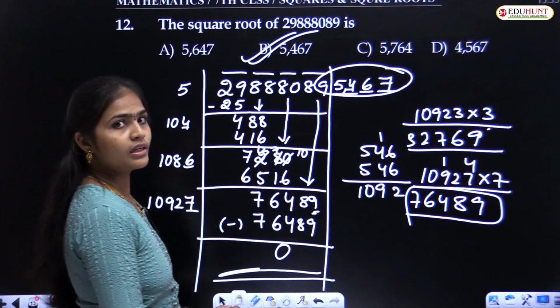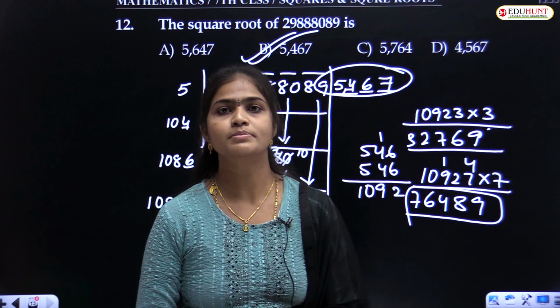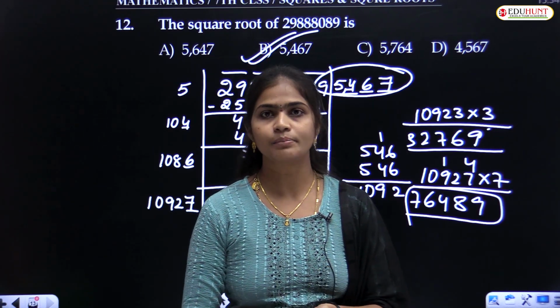5,467. So up to here in this video we discussed problems 6 to 12, no? So worksheet problems are also completed. Now the squares and square roots topic is completely completed.